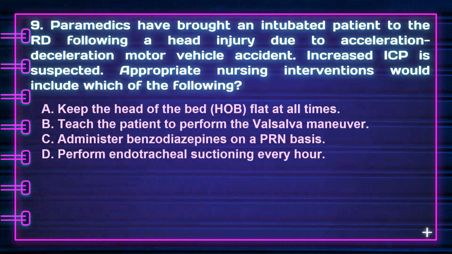9. Paramedics have brought an intubated patient to the ED following a head injury due to an acceleration-deceleration motor vehicle accident. Increase in ICP is suspected. Appropriate nursing interventions would include which of the following: A. Keep the head of the bed flat at all times. B. Teach a patient to perform the Valsalva maneuver. C. Administer benzodiazepines on a PRN basis. Or D. Perform endotracheal suctioning every hour.